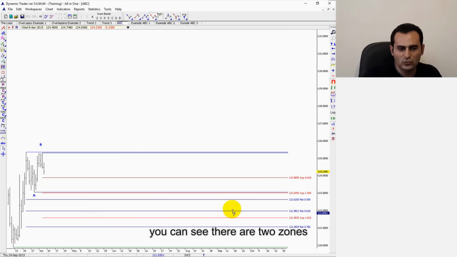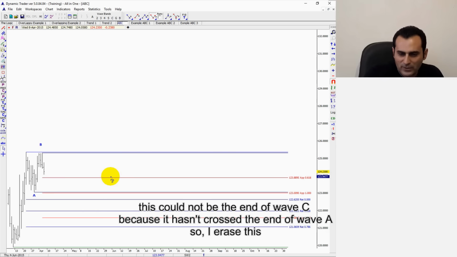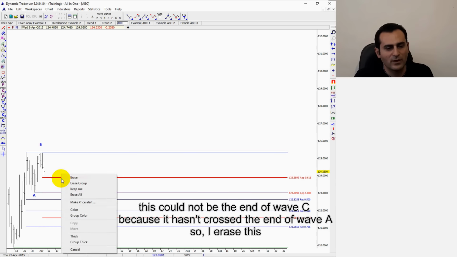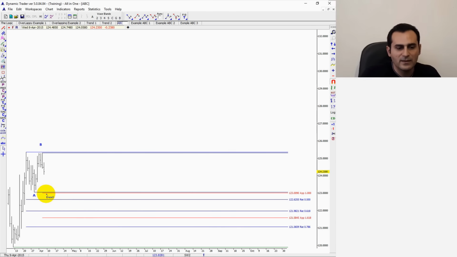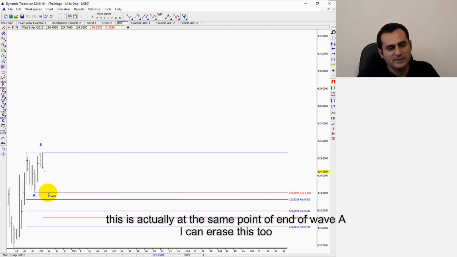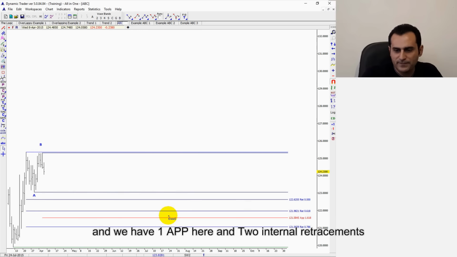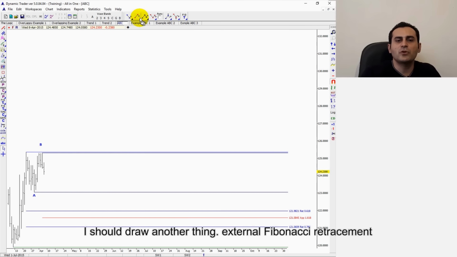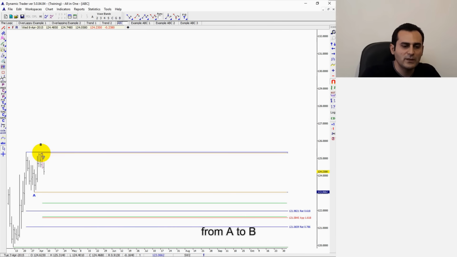You can see there is two zones. This could not be the end of wave C because it's not crossed the wave A, so I erase this. This is again the same point as wave A, and I can erase this too. And we have one APP here and two internal retracement. This is too far to our APP, and I can erase this too. I should draw another thing, external Fibonacci retracement from A to B.